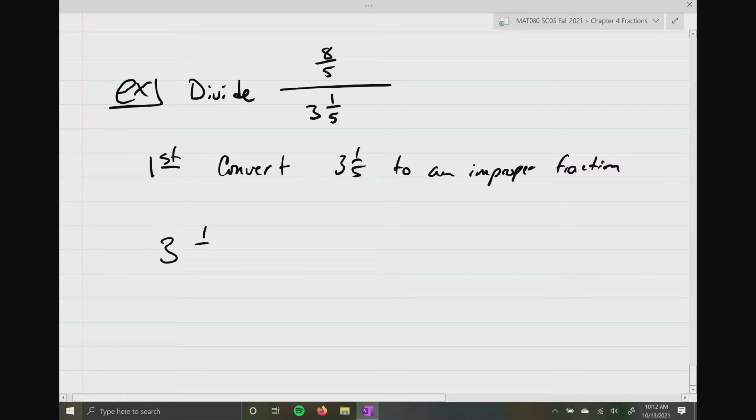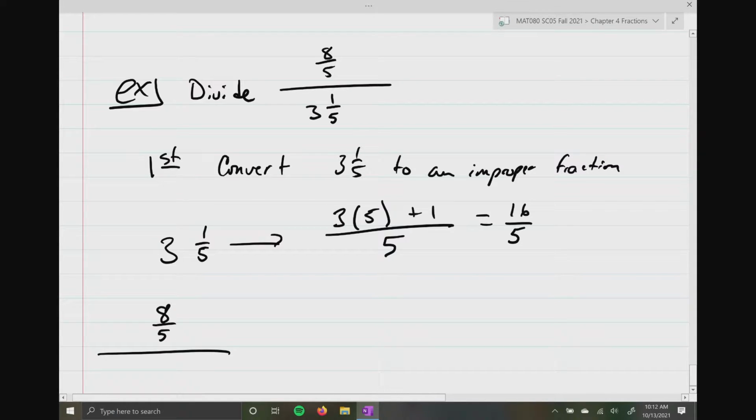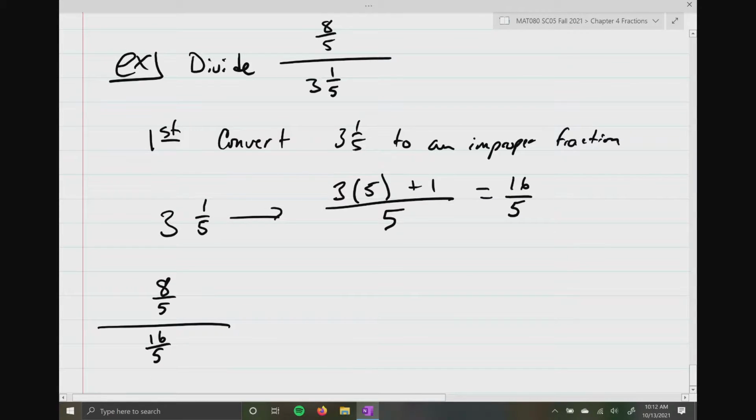So remember, we take the whole number times the denominator and add the numerator and divide it by the original denominator. So that's going to be 16 over 5. So my problem turns into 8 over 5 divided by 16 over 5. Now that we've done that, it's just straight up dividing fractions.